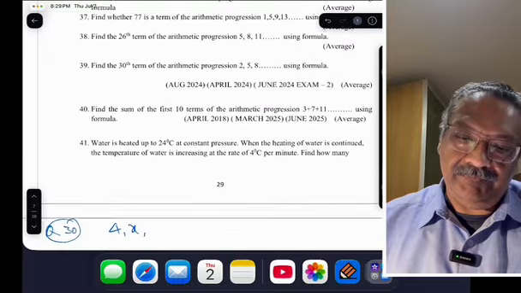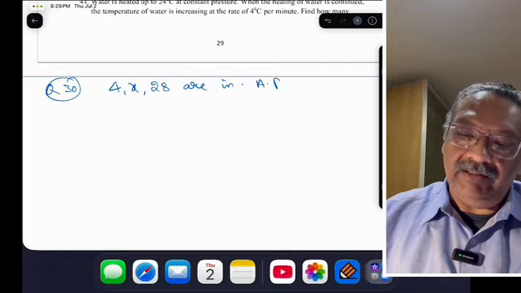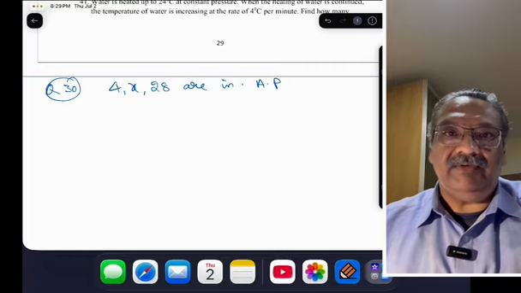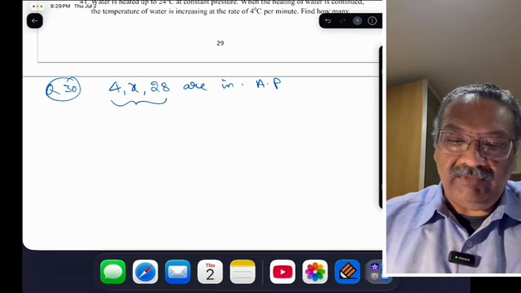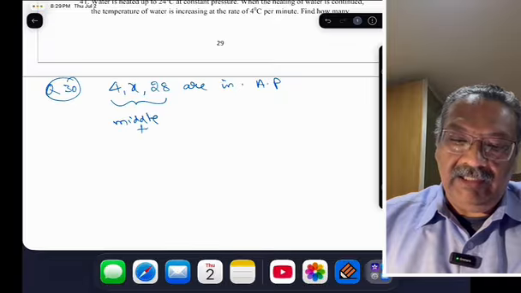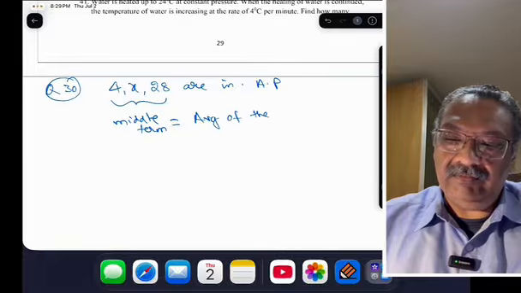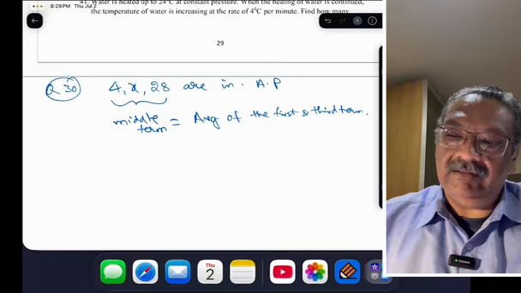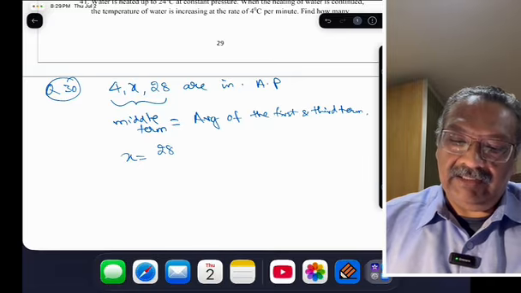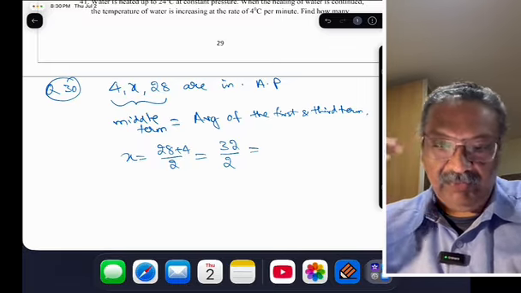4x and 28. 4x and 28 are in AP. Find the value of x. As we had discussed earlier also, if 3 consecutive terms are given, then the middle term will be the average of the first and third term. So, therefore, x is equal to (28 plus 4) by 2, which is equal to 32 by 2. 32 by 2 is 16.